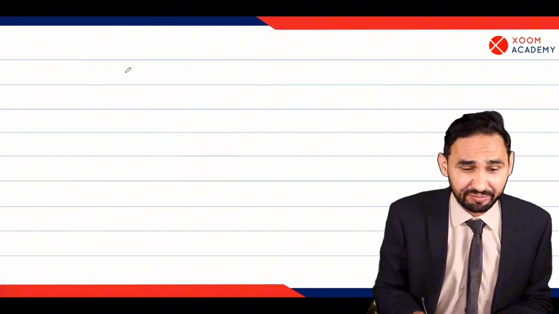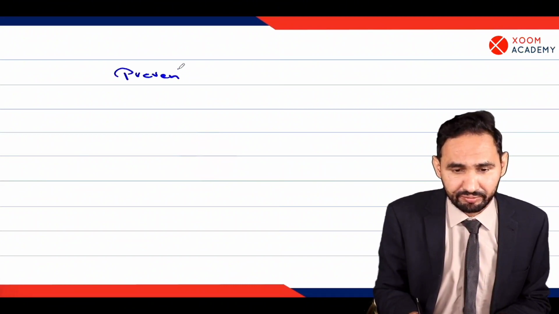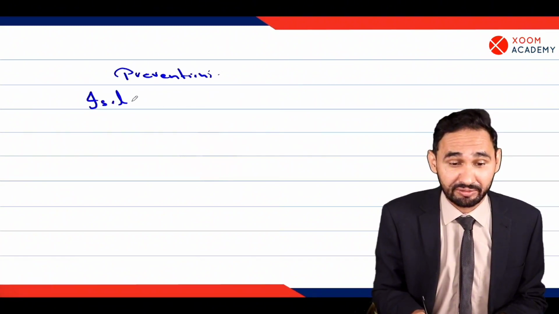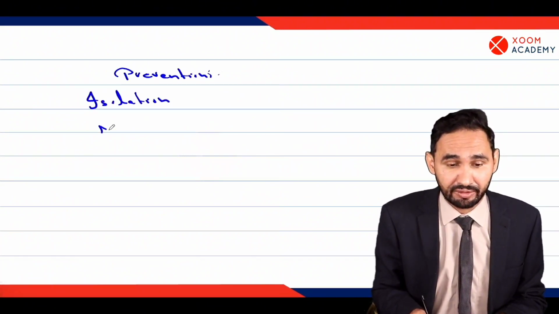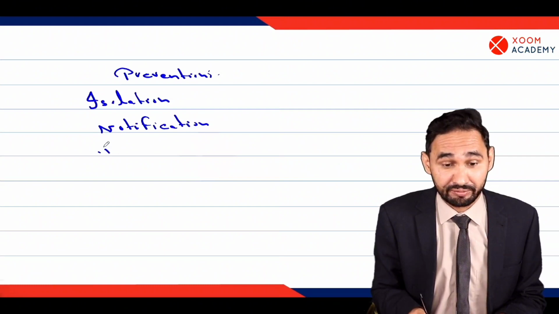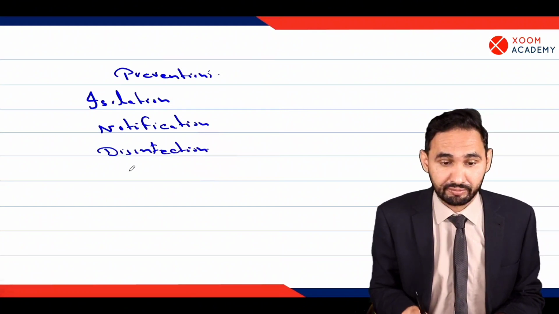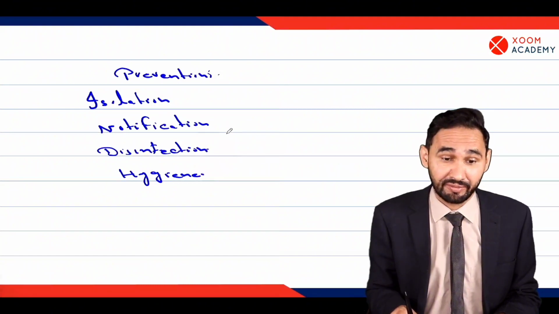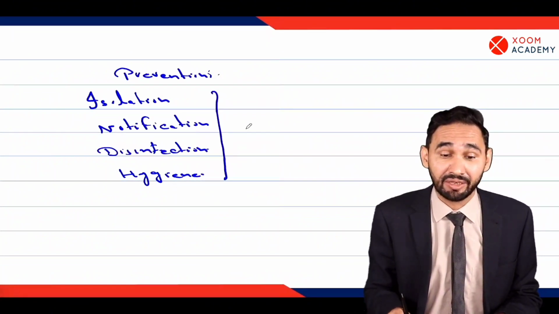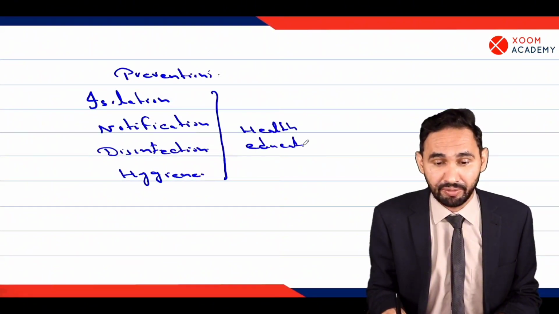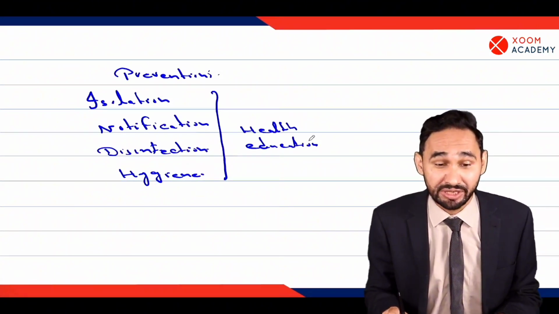What will be the prevention? We need to prevent it. How can we prevent it? Like all other respiratory diseases, isolation. We need to isolate the child. Notification. We need to notify. Disinfection. Awareness, hygiene. We need to improve the hygiene. These are the general measures and they can be done through health education. We need to educate the parents, the families, and the community.